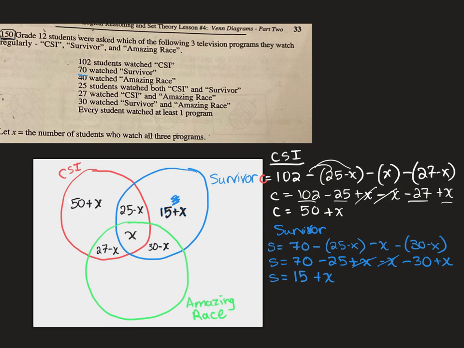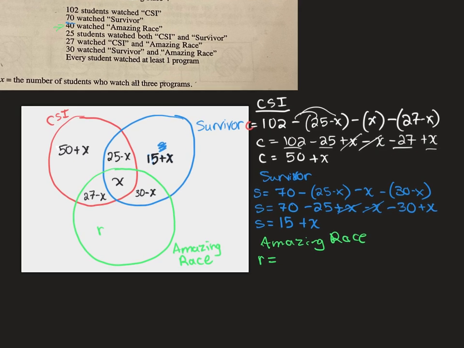All right. Okay, we just need to do the last one with Amazing Race. So Amazing Race, same idea. Okay, I'm going to call it R for the moment, so I can say R equals, and our Amazing Race number was 40 inside the Amazing Race circle, so we'd go 40 minus all of the other three regions, 27 minus x in brackets, minus x, minus bracket 30 minus x. Okay, distribute the negatives, drop the brackets, and then we're going to add those numbers.